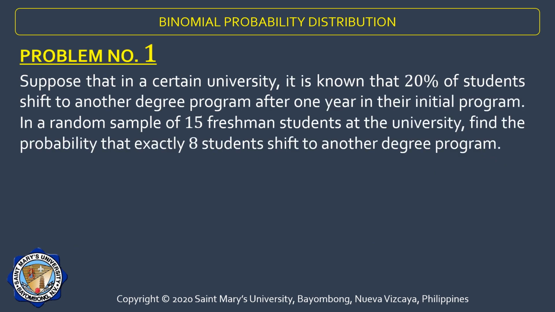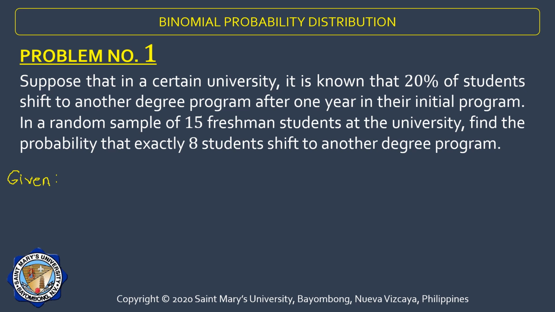So let us have the first example. Suppose that in a certain university, it is known that 20% of students shift to another degree program after 1 year in their initial program. In a random sample of 15 freshman students at the university, find the probability that exactly 8 students shift to another degree program. So first, let us identify the givens.